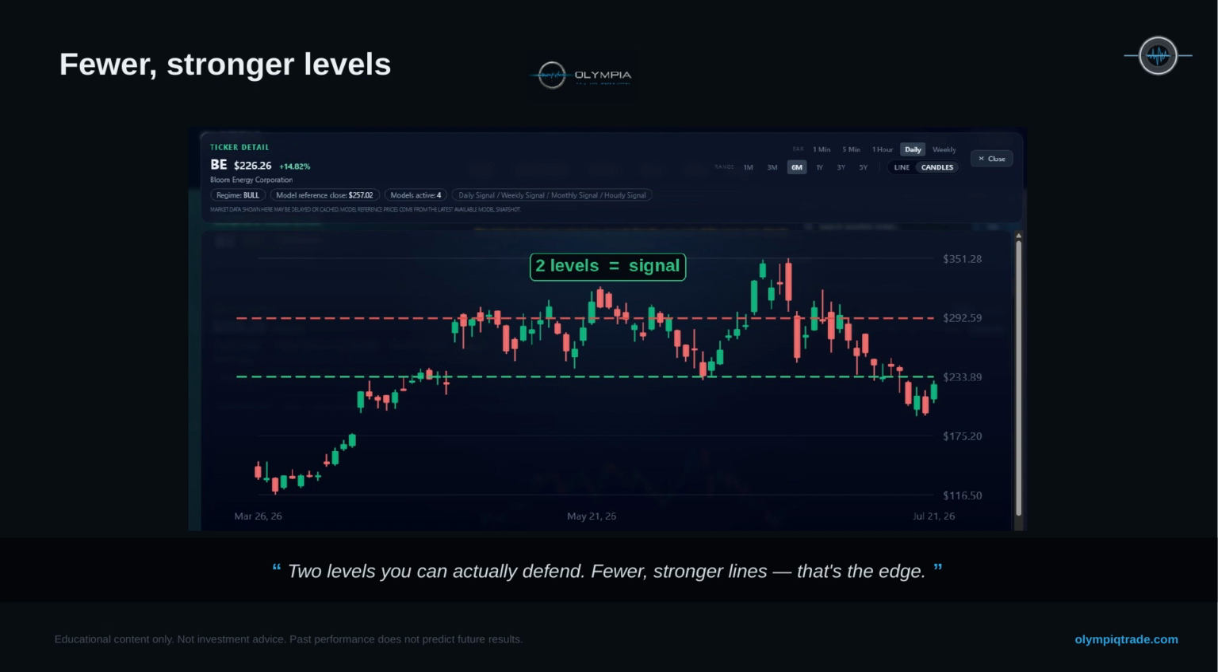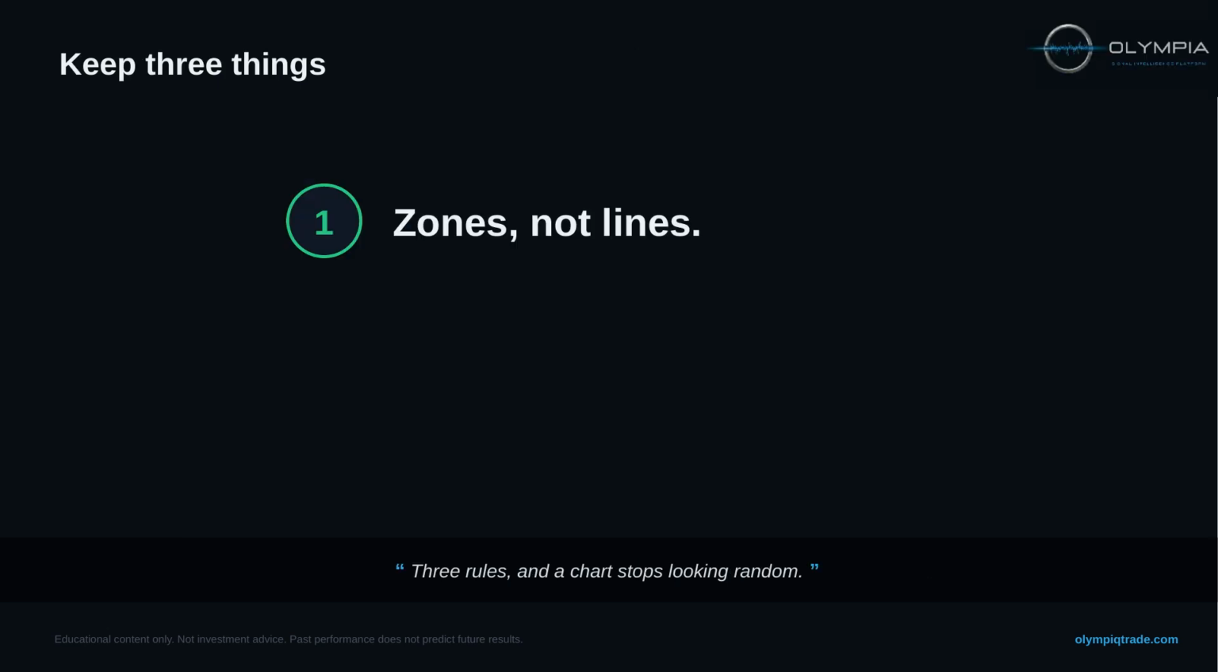Chart, 2 levels. That's it. 2 lines you can actually defend. A floor and a ceiling price has respected. Fewer, stronger levels. If you can't explain why a line is on your chart, delete it. That's the edge. Okay, now we're going to lock in those 3 rules.